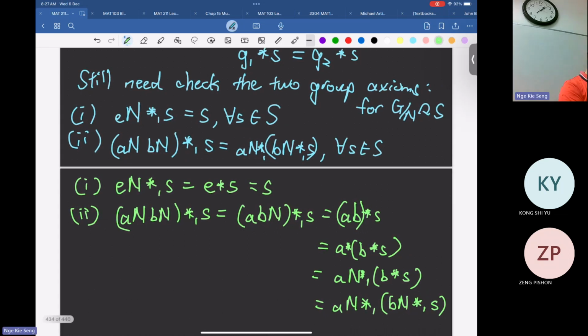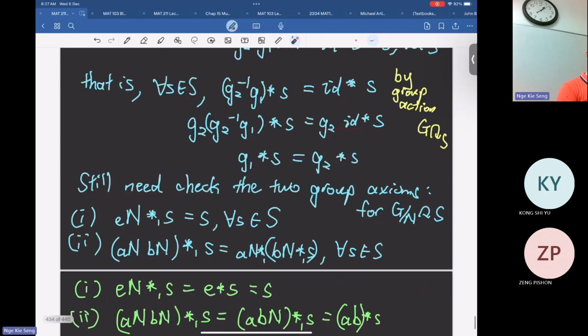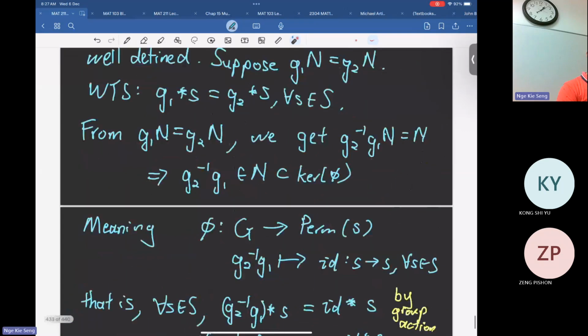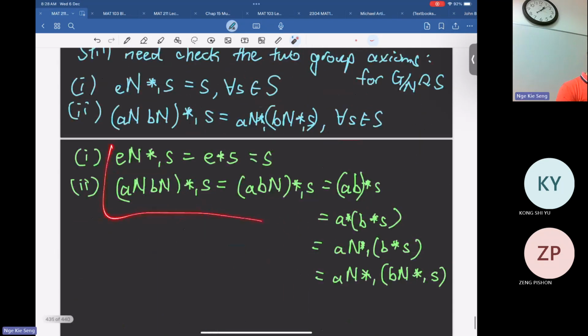So when I say this part is easy, it is because you don't even use the assumption here. This assumption is for well-definedness. And then to check the group axioms, it really follows from the group action of the original group. So once you get your definition right, things should be easy.